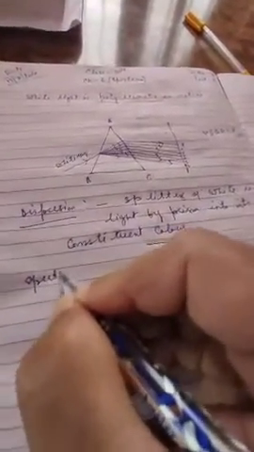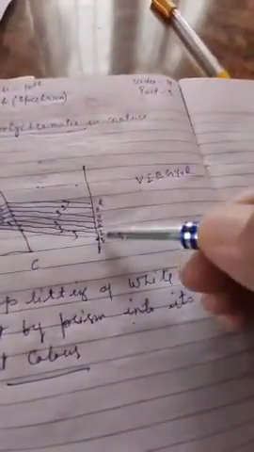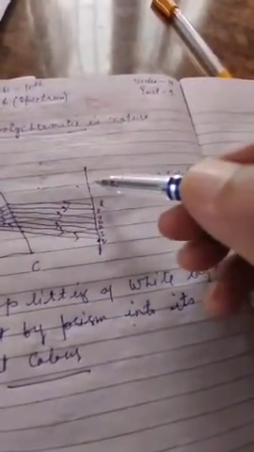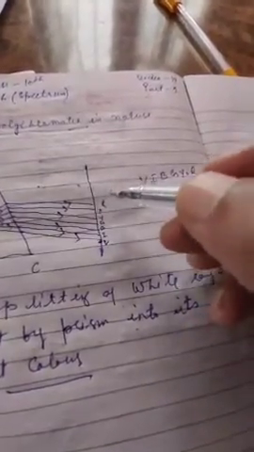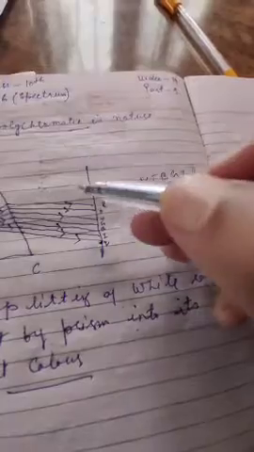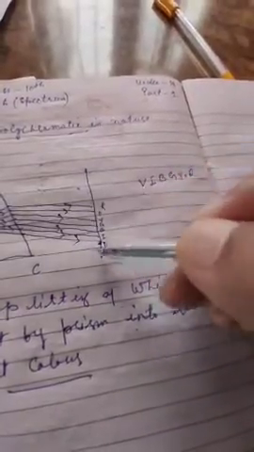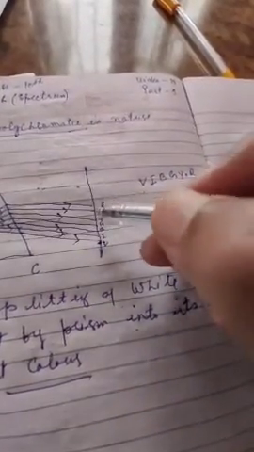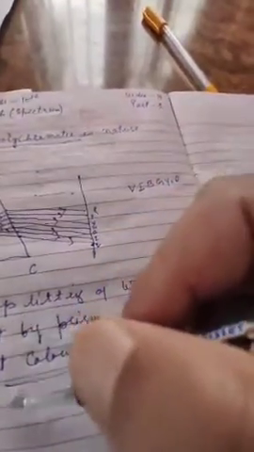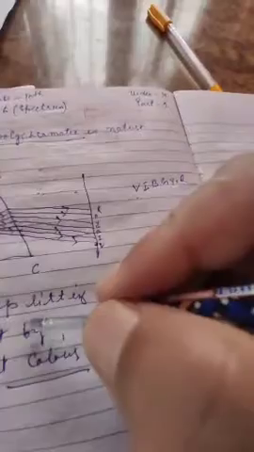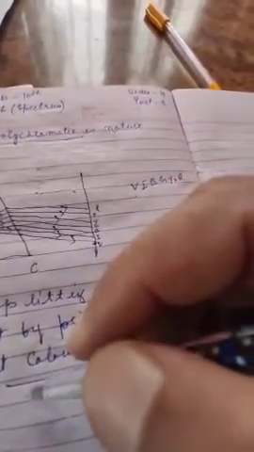Now the next term is spectrum. What is spectrum? The band of 7 colors which we get on the screen is known as spectrum. The band of 7 colors seen on the screen is called spectrum. Once again, students, these two terms are very important: one is dispersion, another is spectrum.